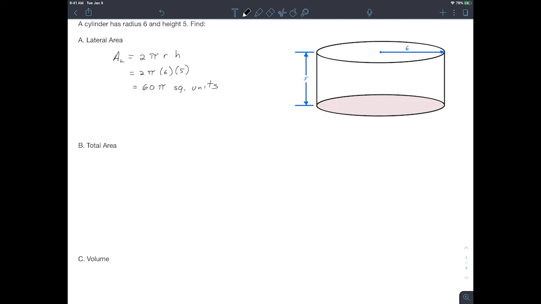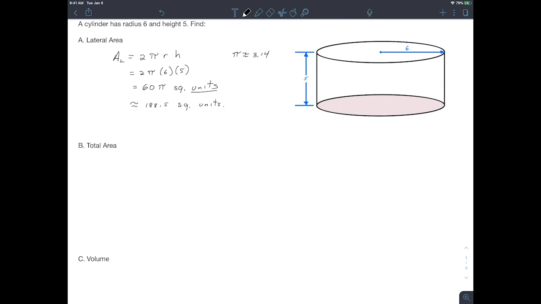We're not sure if these are in feet, inches, meters, centimeters, so we leave it general as units. Now, 60 pi is the exact answer. If we want to have an approximate, then a lot of times we'll substitute the value of 3.14 for pi. And if we multiply that out, it would be 188.5 square units. All right, so that's part A, the lateral area.